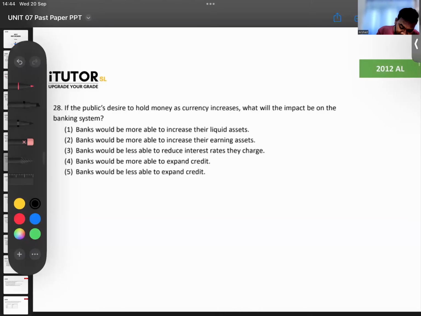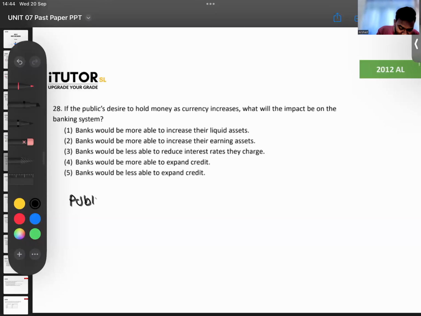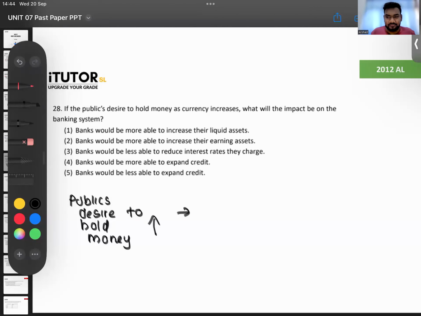So, if the public's desire to hold money increases, what will happen? Yes, if there's a banking system, we use the multiplier. What will happen? Now, what is happening? All the people are withdrawing their money. Whatever is there in the banks, they are now withdrawing. They are keeping money with them, or they are not depositing the money. They don't like to deposit.